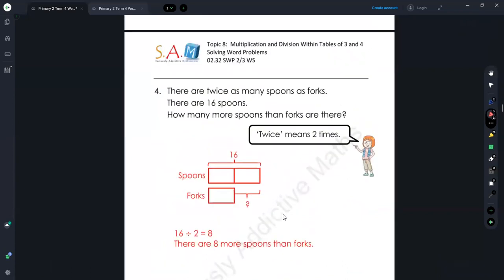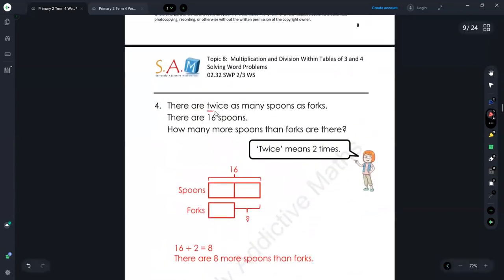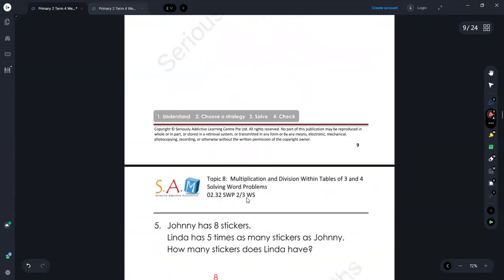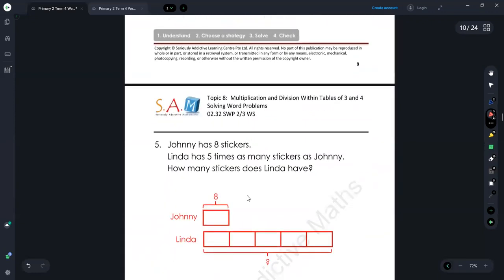Okay, I would suggest us to do question 4, right? Ask them, twice means what? Twice means 2 times. All right, 2 times as many spoons as forks. So they draw 2 boxes for spoons and then 1 box for forks. Okay, and then 16 spoons, they label the 16 spoons. Okay, so what is the fork? Right, so they need to find out what is 1 unit. So this is the division equation, 16 divided by 2. All right, okay.